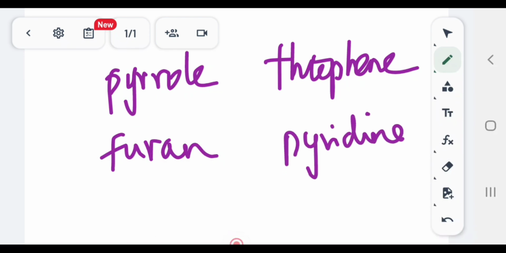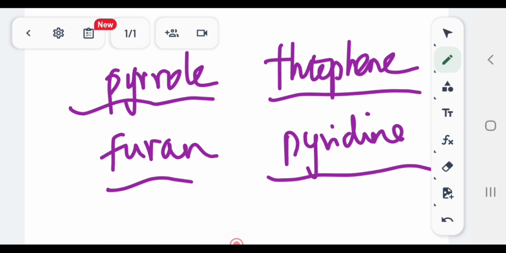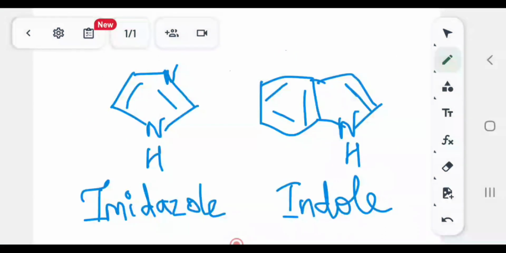Why are we saying these compounds are heterocyclic compounds? Because they have a heteroatom, and they also have cyclic nature. So we have seen the aromatic nature of these compounds. Here there are 2 examples. The first one is imidazole and the second one is indole. For these 2 compounds, I am not going to calculate the pi electrons or give you the answers. You are going to find out the answer and post it in the comment box.